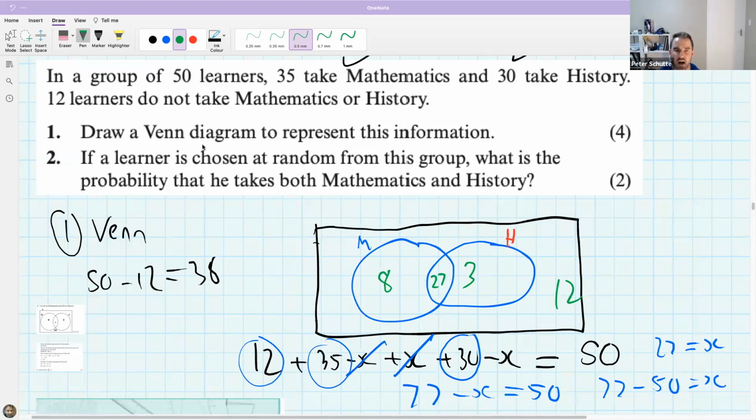Now, I want you to work out if a learner is chosen at random from this group, what is the probability that they take mathematics and history? What is the probability they take mathematics and history? See if you can put the answer in there.